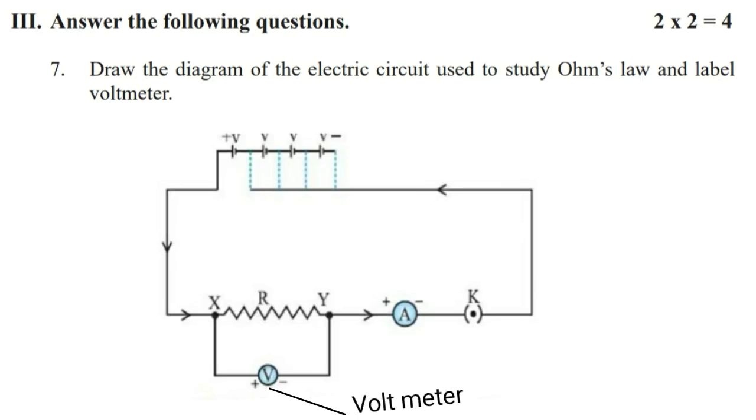Next question. Draw the diagram of the electric circuit used to study Ohm's law and label the voltmeter. This diagram is there in the textbook only. Here the voltmeter is marked. You can observe the voltmeter here.